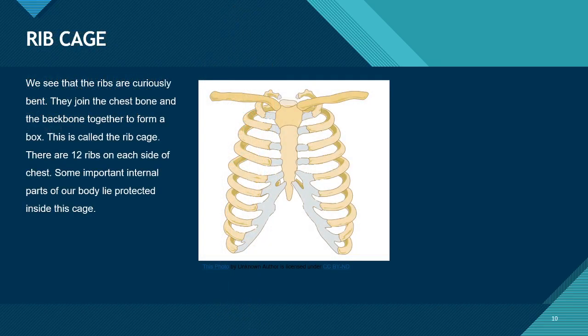The next we have is rib cage. We see that ribs are curved. They join the chest bone and the backbone together to form a box. This is called the rib cage. There are 12 ribs on each side of the chest. Some important internal parts of our body lie protected inside the cage. So here you can see the picture also.